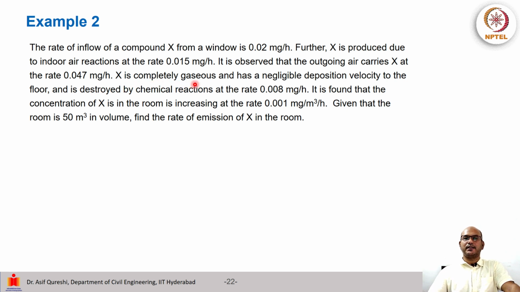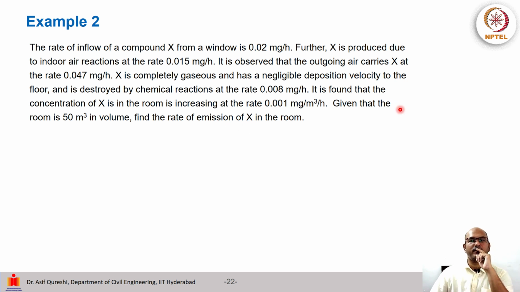X is completely gaseous and has a negligible deposition velocity to the floor. So it looks like there's no deposition, and X is destroyed by chemical reactions at a rate of 0.008 milligram per hour. So that's our reaction loss. It is found that the concentration of X in the room is increasing at a rate of 0.001 milligrams per meter cube per hour. Given that the room is 50 meter cube in volume, find the rate of emission of X.